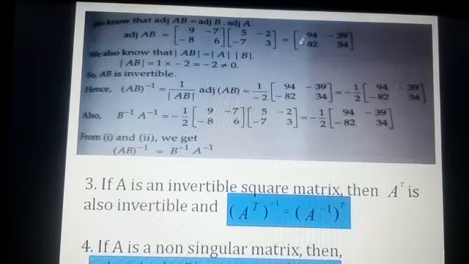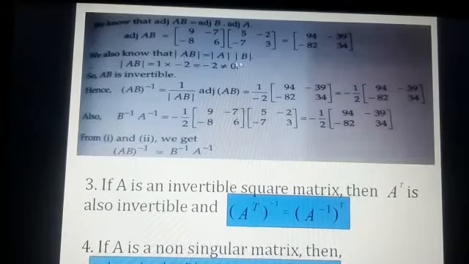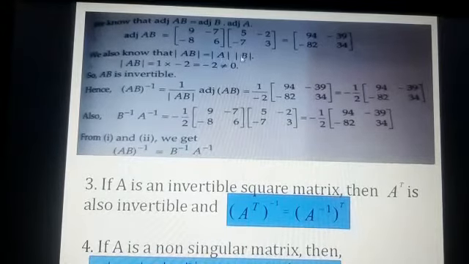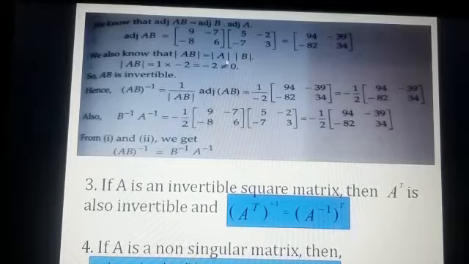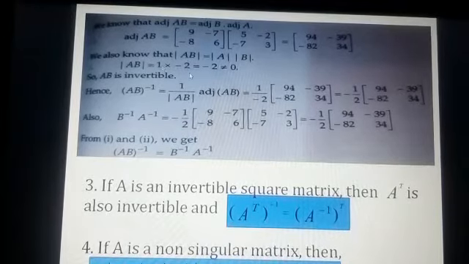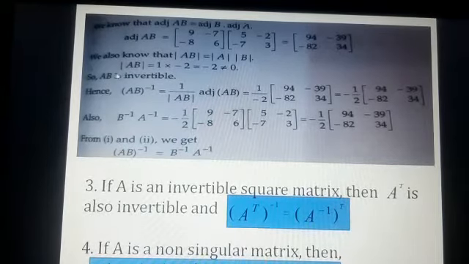and you will get this adjoint of AB. Similarly, using the property of determinants, we have already found determinant of A and determinant of B. So determinant of AB is equal to determinant of A into determinant of B. So it is 1 into minus 2, that is minus 2, which is not equal to 0. So we can conclude that AB is invertible.